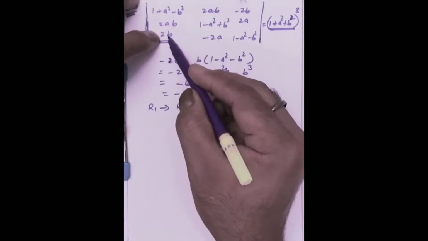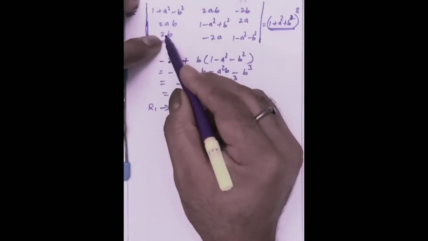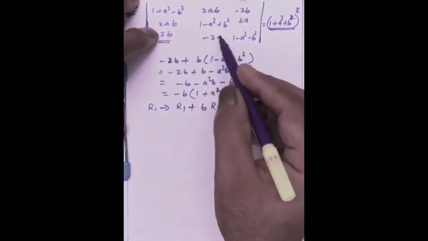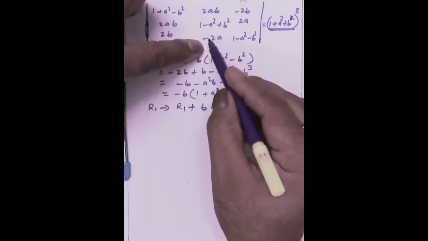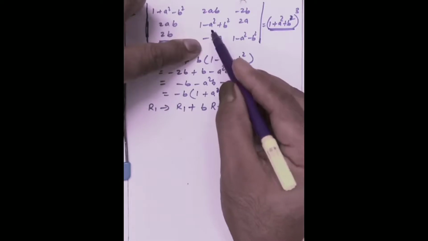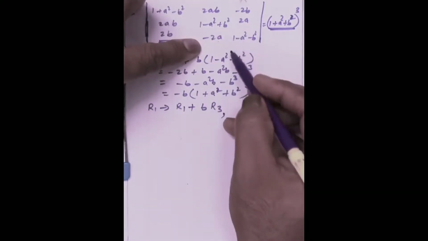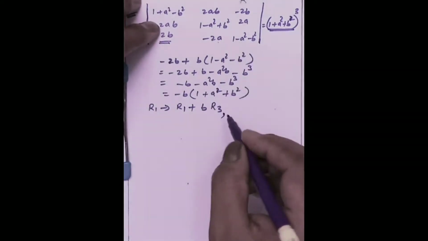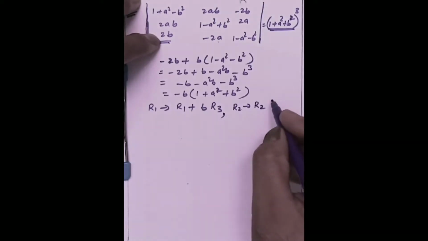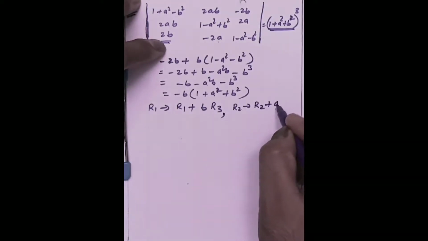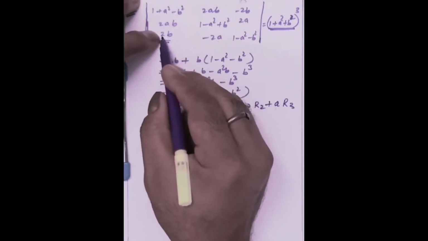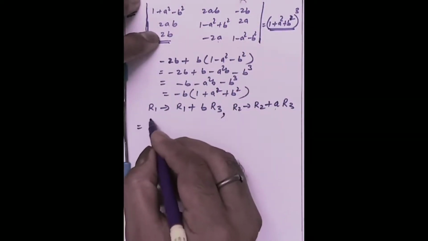Now let us check about this second one. If we multiply R3 by a and then subtract with it, so 2ab minus 2ab will be 0. And if we multiply it by a square, so minus 2a square we are subtracting, so minus will become plus, so then this will be positive. That means same thing we will get here also. So we will give the operation that R2 will change with the help of R2 plus a times R3. A times R3, just look at here, 2ab and then 2ab. So we will do it now.